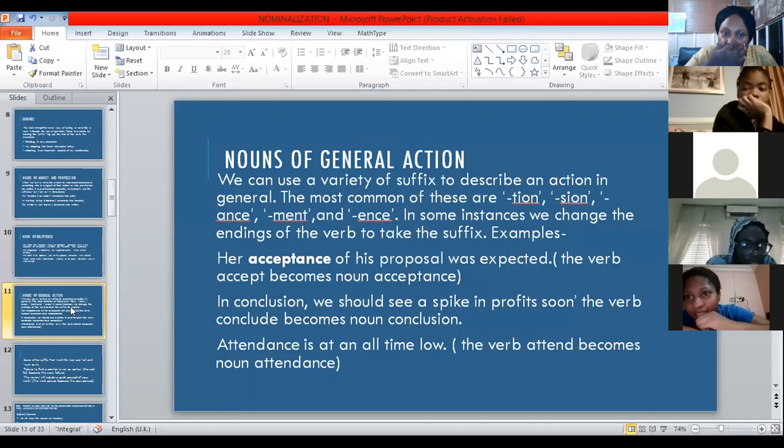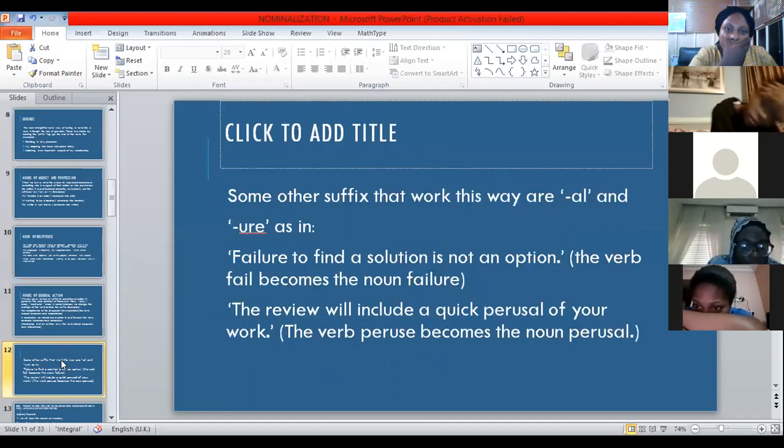And how did we arrive at the noun attendance? With the addition of ANCE, the same way we formed acceptance. That suffix was added to the word, and we have words like acceptance and attendance. Now, some other suffixes that work this way are AL and URE.